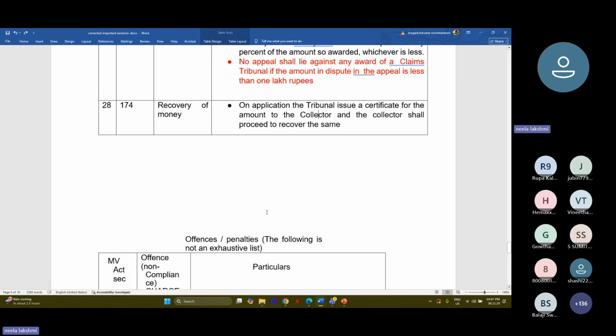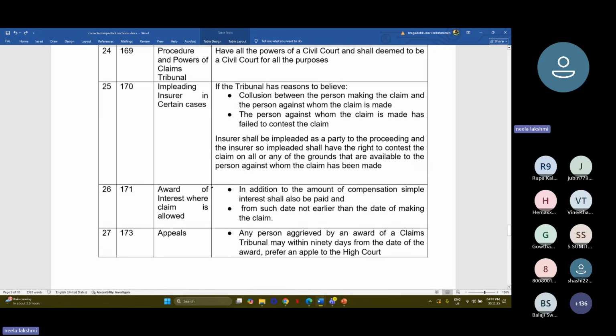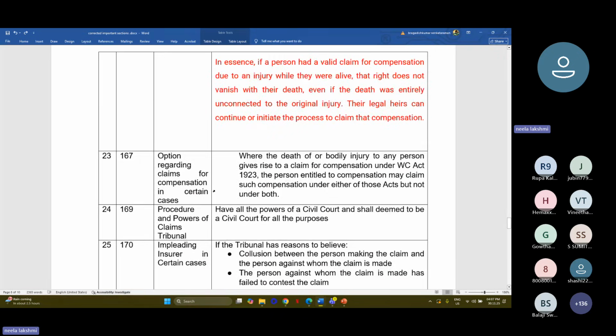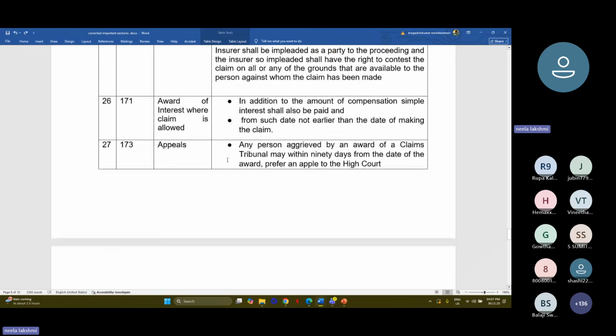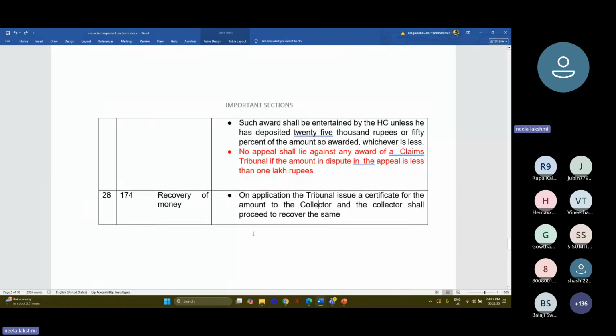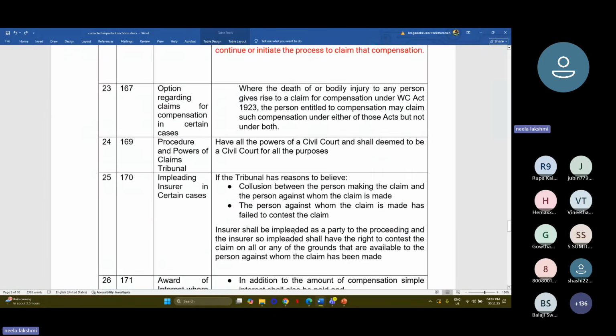These are all the very important sections, which are the methodology on which we have to deal with the entire TP claim. Section 145 to Section 176. All the important sections I have discussed here.